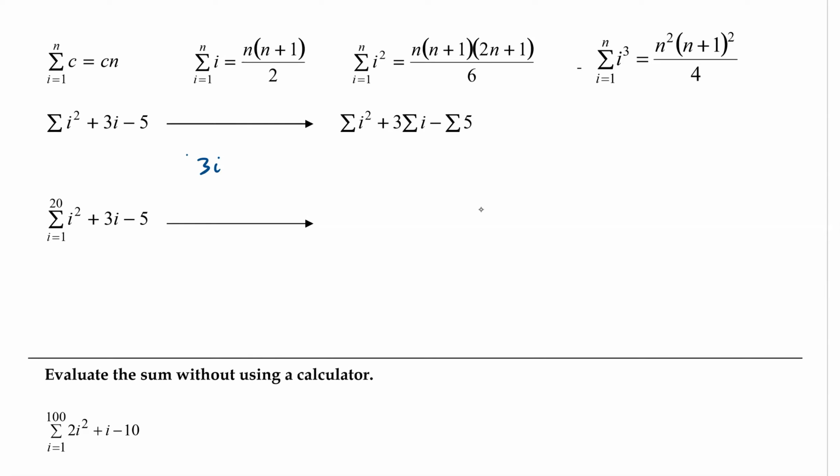If we have 3i, and we're going to do 4 of them, this would be 3 times 1 plus 3 times 2 plus 3 times 3 plus 3 times 4. You notice they all have a 3, so we could factor out a 3. Our summation now becomes the sum of i equals 1 to 4 of i. Any constant that's multiplied in front, any coefficient, you're allowed to bring outside. And so we end up with this.